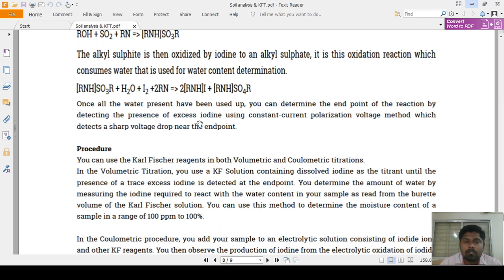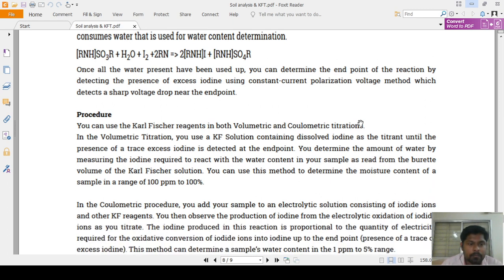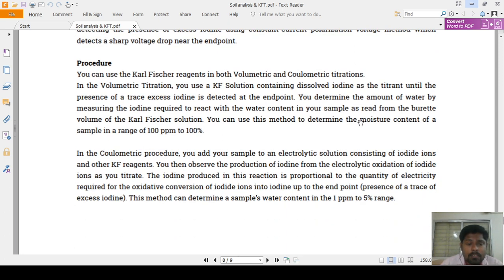Once all the water present has been used up, you can determine the end point of the reaction by detecting the presence of excess iodine using the constant current polarization method. That is the procedure given to us. You can use the Karl-Fischer reagent for both volumetric as well as coulometric titration. In volumetric titration, we use the KF solution containing dissolved iodine as the titrant until the presence of trace excess iodine is detected at the end point.